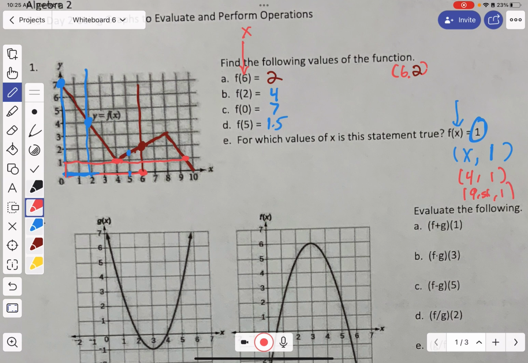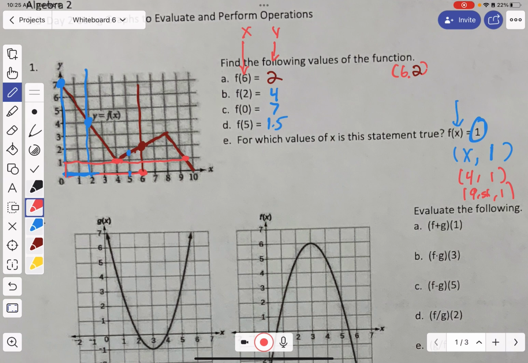So again, it's about keeping track of what is what. What's inside parentheses is our x value. Technically speaking, what you're finding it equal to is your y value. F of x, y, same thing, most of the time. Okay? So that's the first part.